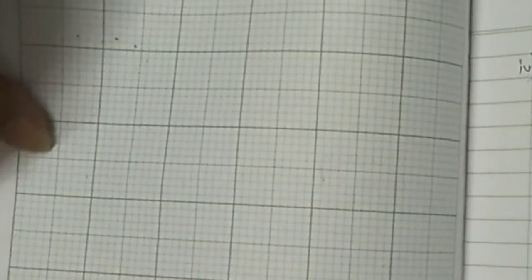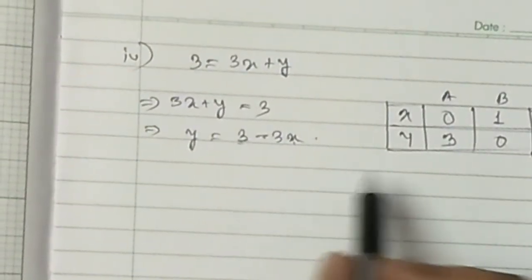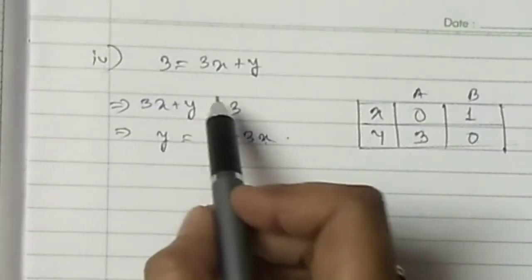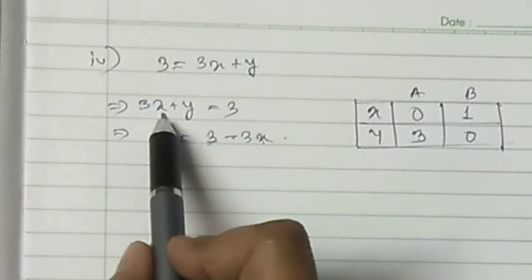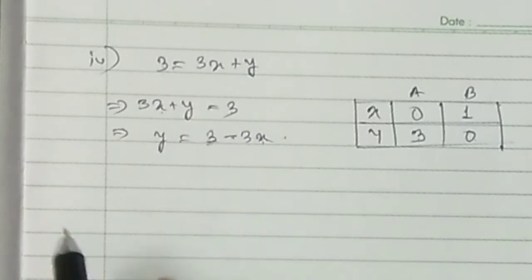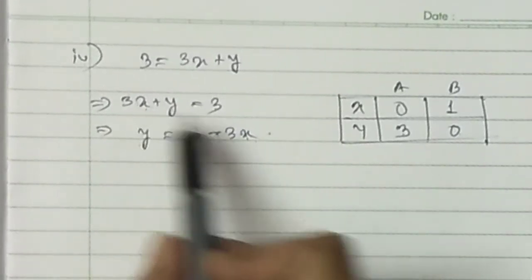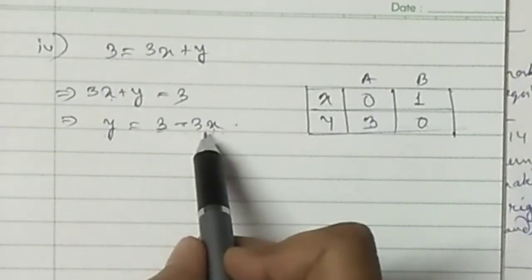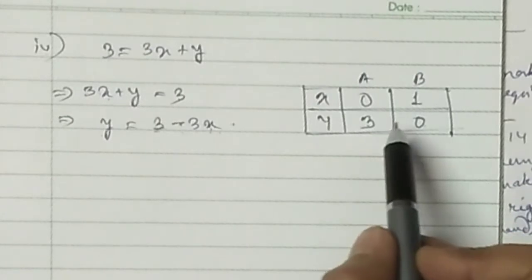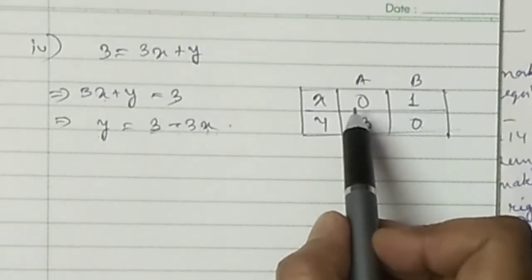I am solving one more question so that you can do the rest by yourself. Here it is, the fourth number question: 3 is equal to 3x plus y. This part you will bring here and this part you will bring to the right. Again for y you solve: 3 minus 3x. 3x is shifted here. We'll take some points as you wish. It's not compulsory that always you take 0, but I feel like taking zeros.